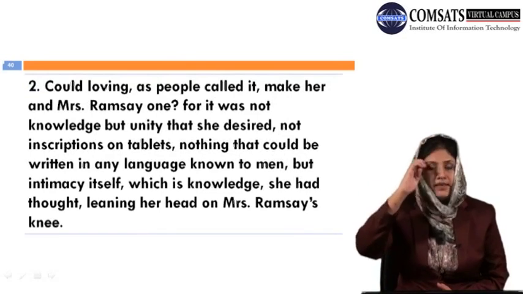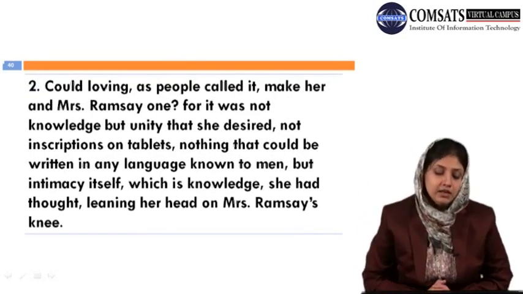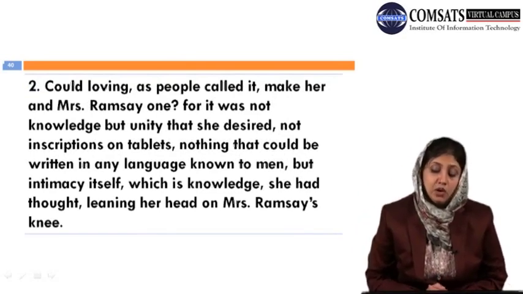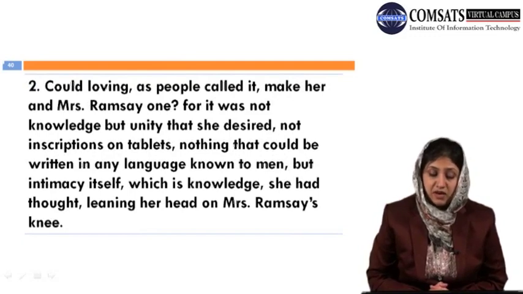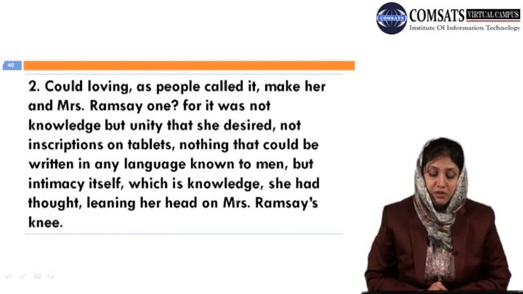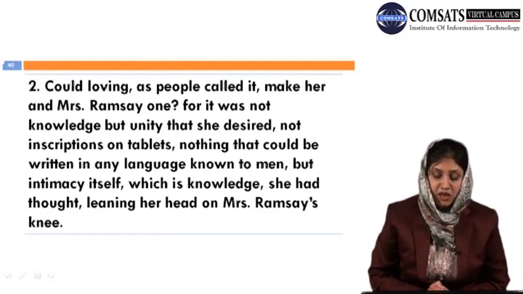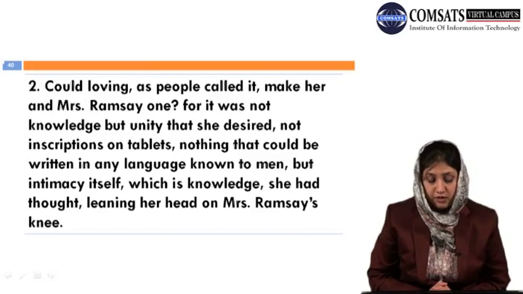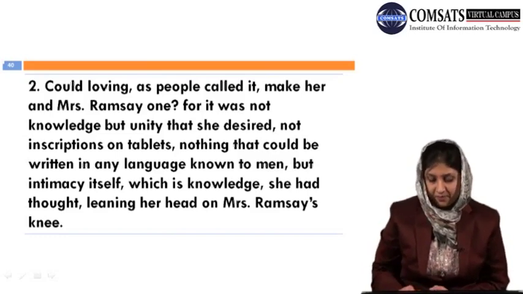Second line that I would like to discuss with you is that, could loving, as people called it, make her and Mrs. Ramsay one? For it was not knowledge but unity that she desired, not inscriptions on tablets, nothing that could be written in any language known to men, but intimacy itself, which is knowledge, she had thought, leaning her head on Mrs. Ramsay's knee.